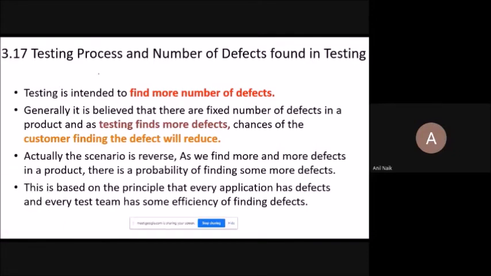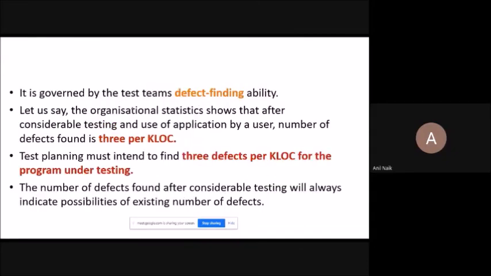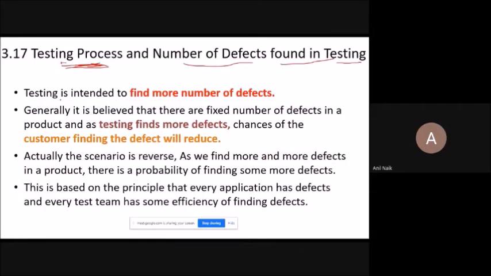Now the testing process and the number of defects found in testing. Testing process means how we follow the testing process, and the number of defects found. What does testing mean? It is intended to find a greater number of defects.